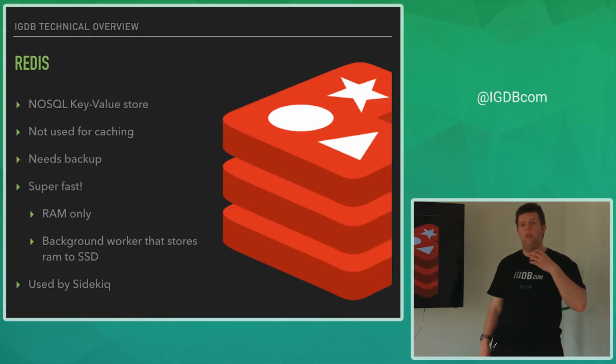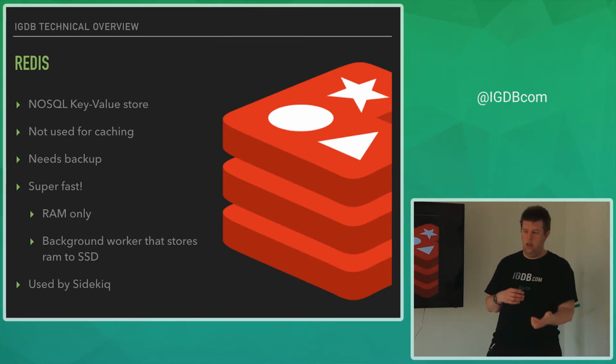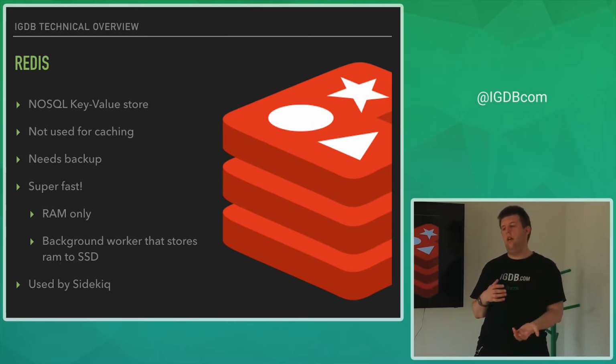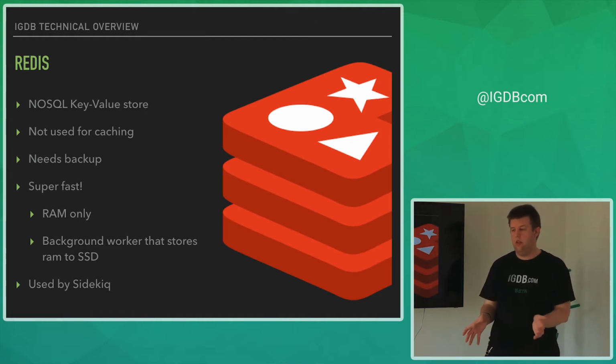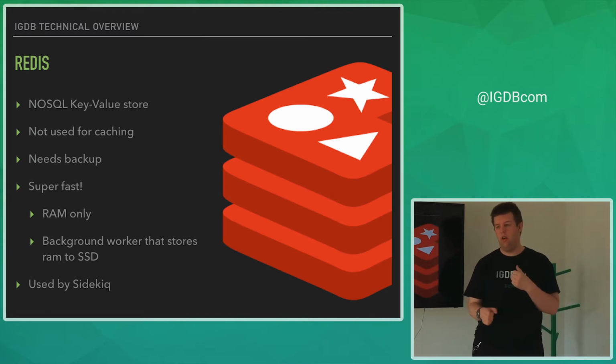And now we move on to Redis. Redis is our second main database, and it's not used for caching, but it's used as a very versatile key value store that complements Postgres very well.